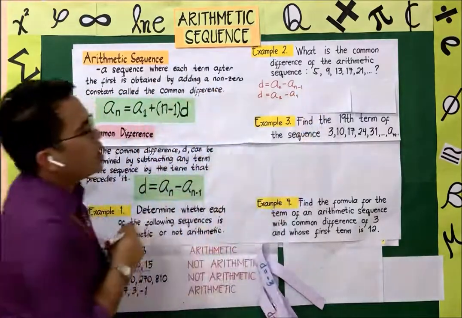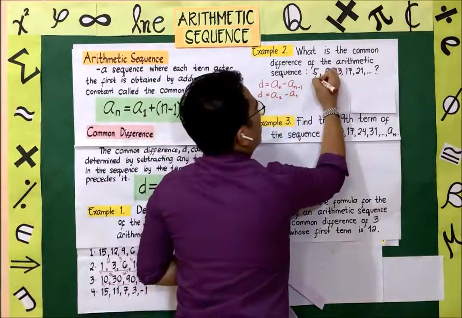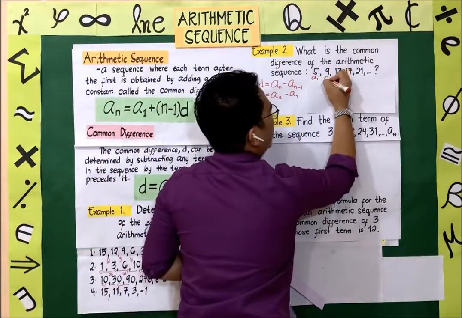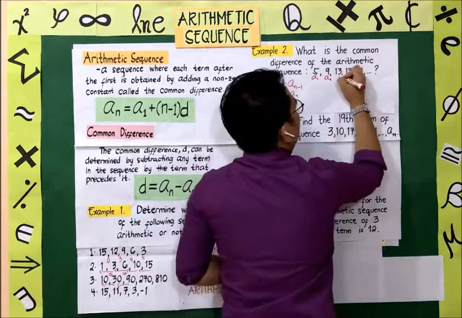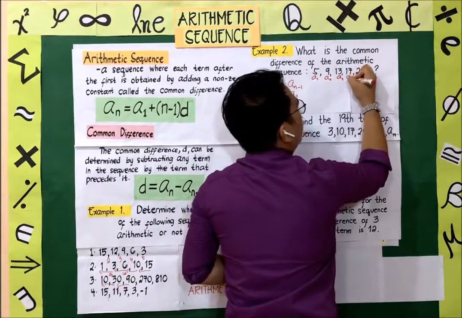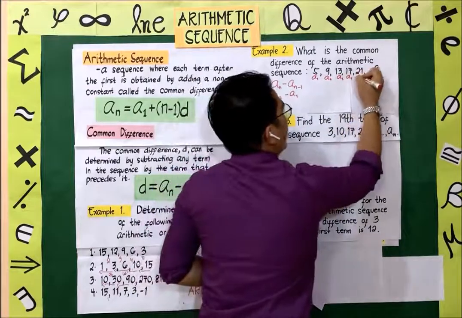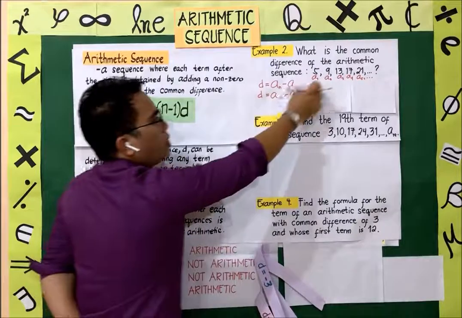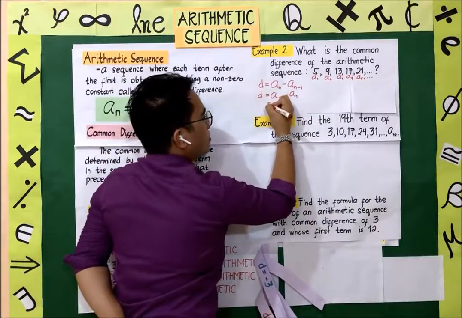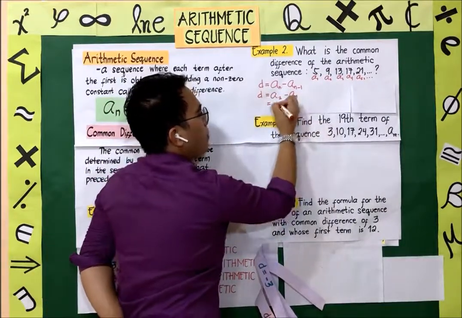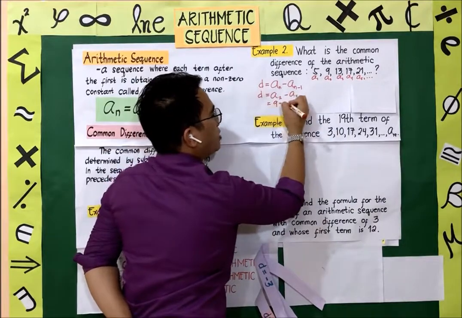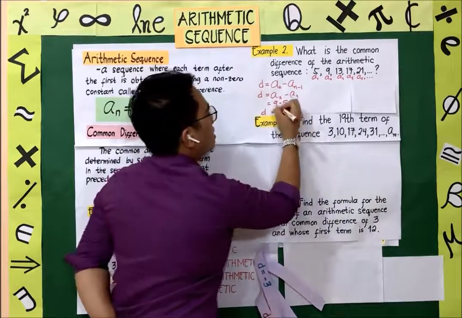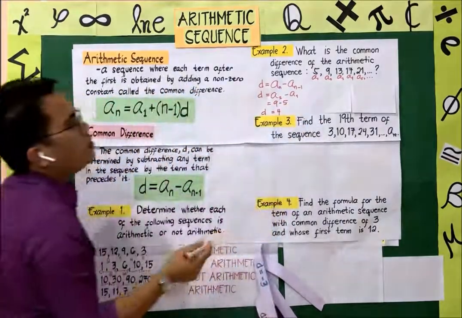What is our A sub 1 here? Our A sub 1 is 5, right? Then, our A sub 2 is 9. This is our A sub 3. This is our A sub 4. And this is also our A sub 5 and so on. Okay, so our A sub 2 is equal to 9. Substitute lang natin. We have 9 minus 5. D is equal to 1. 9 minus 5 is equal to 4. So the common difference is 4.